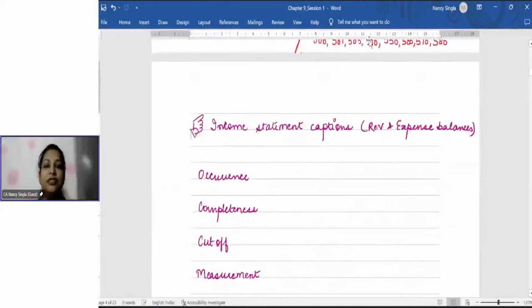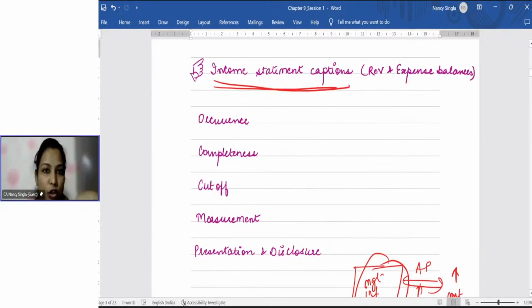In the same way we have certain assertions with respect to income statement captions. Now I'll increase my speed a little, because we have discussed the assertion topic in detail. We have studied this in detail in Chapter number 3. So income statement captions, let's say sales of rupees 20 lakhs has been shown. Now what all assertions are implied, or what all assertions is the auditor going to check?